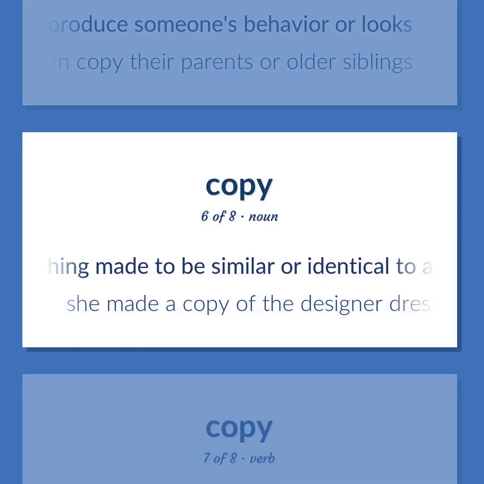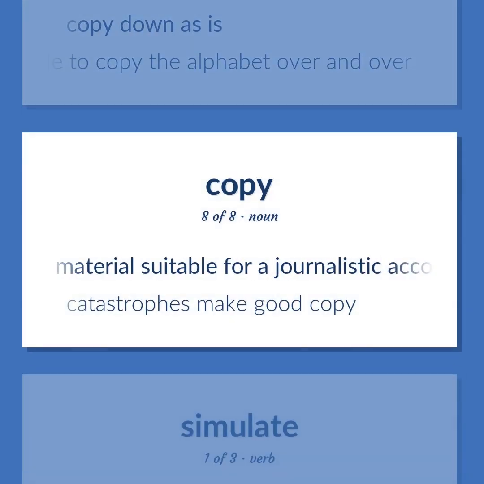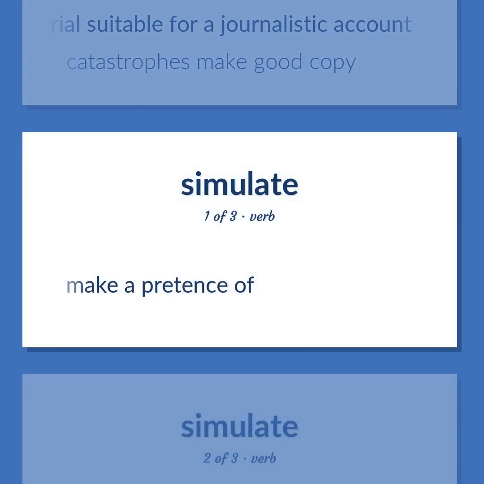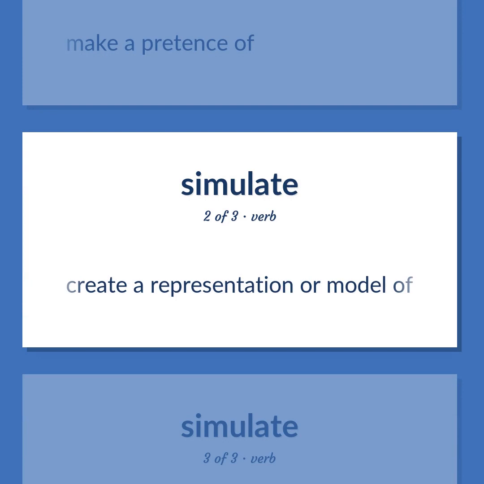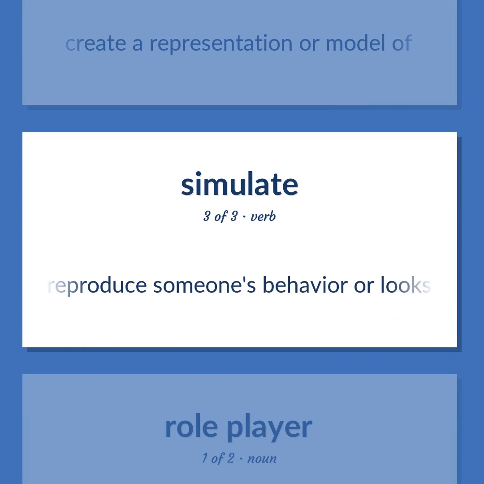A thing made to be similar or identical to another thing. She made a copy of the designer dress. Copy down as is. The students were made to copy the alphabet over and over. Material suitable for a journalistic account. Catastrophes make good copy. Make a pretense of. Create a representation or model of. Reproduce someone's behavior or looks.